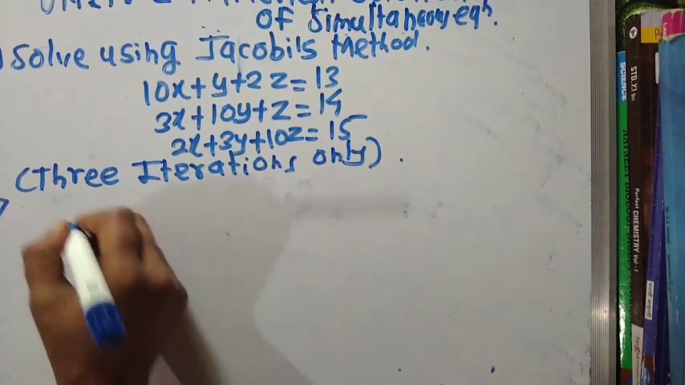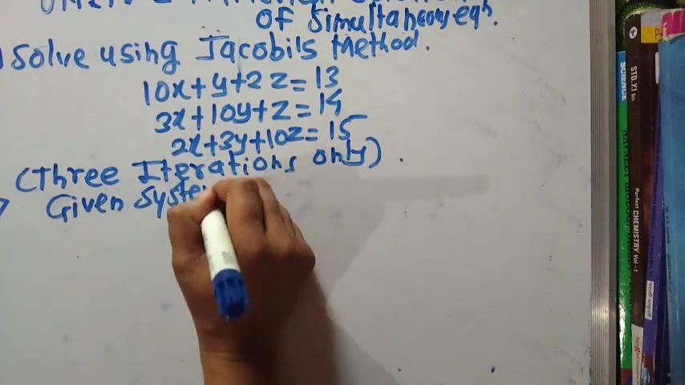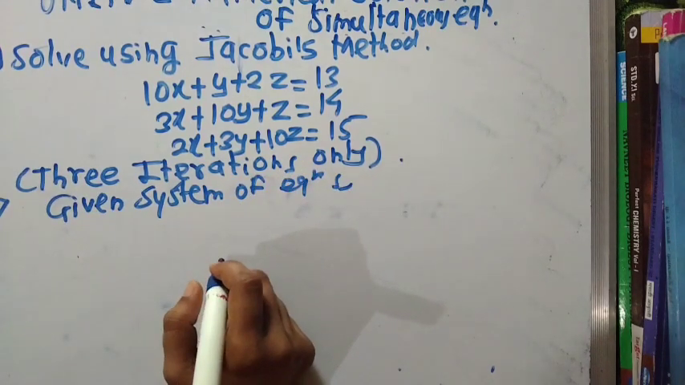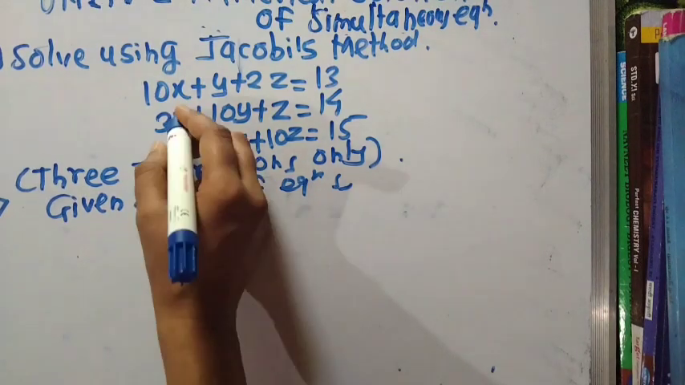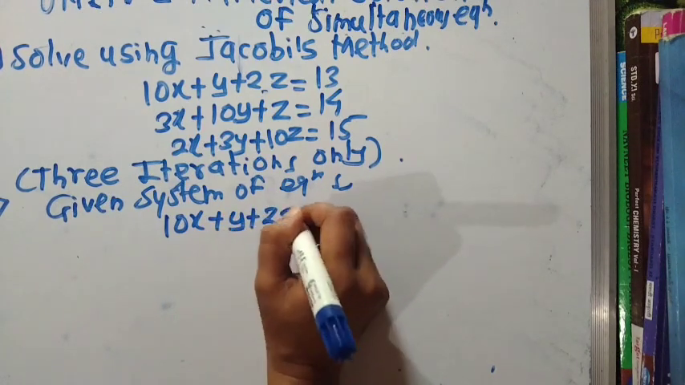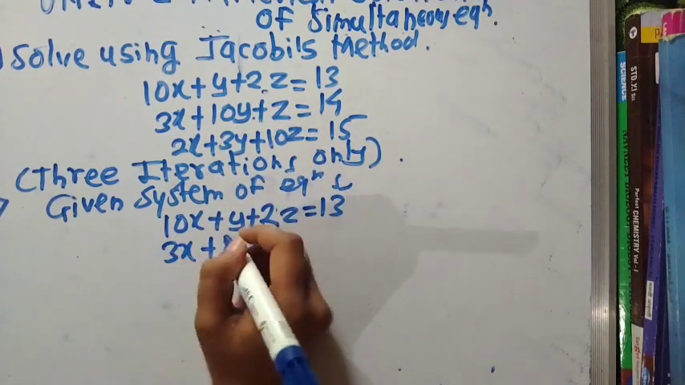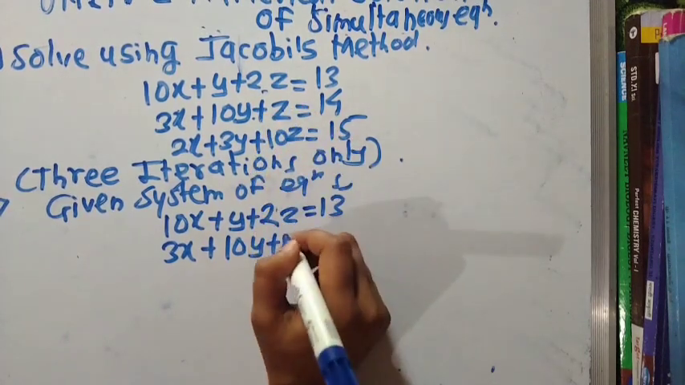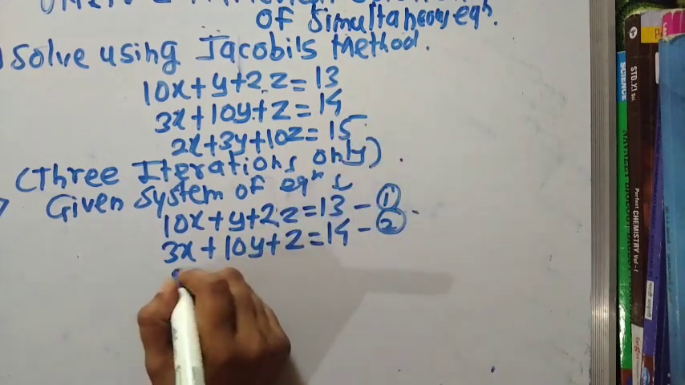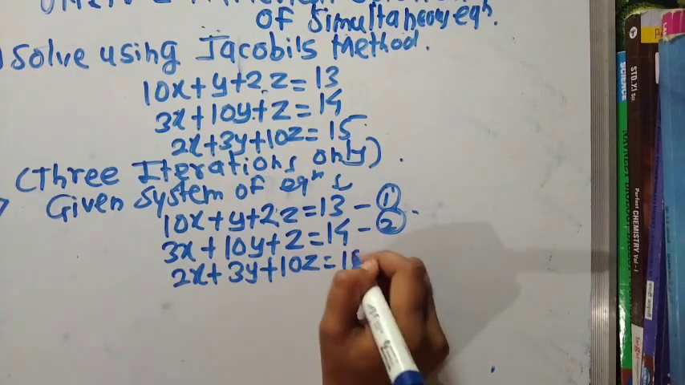First, the given system of equations: 10x plus y plus 2z is equal to 30. Then 3x plus 10y plus z is equal to 40. Then the third equation, 2x plus 3y plus 10z is equal to 50.